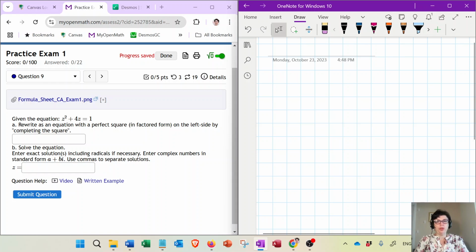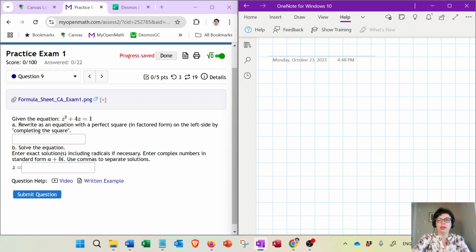Let's take a look at solving a quadratic equation by completing the square. This is a very simple example here because there is no coefficient in front of z squared, it is just 1. And also because they conveniently moved the constant to the right side.